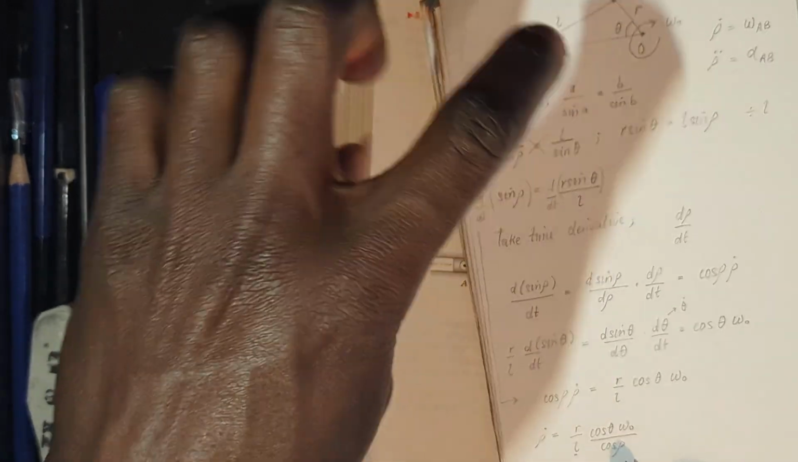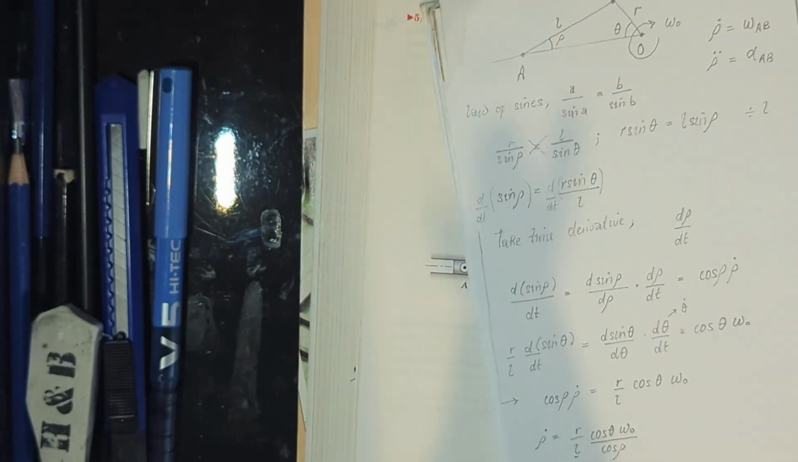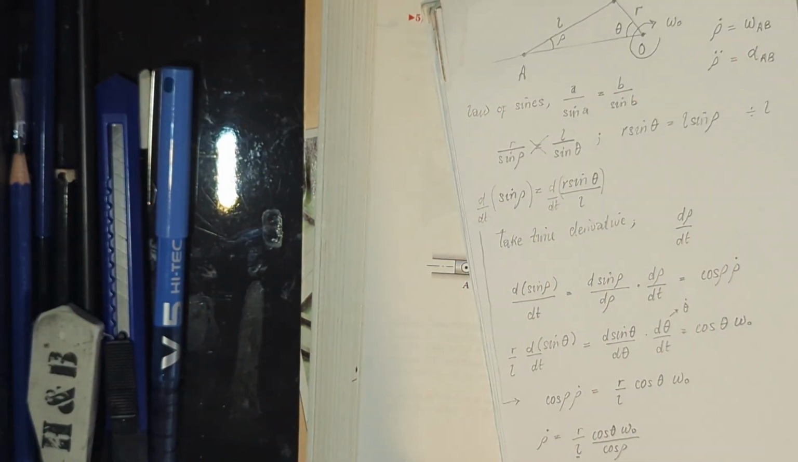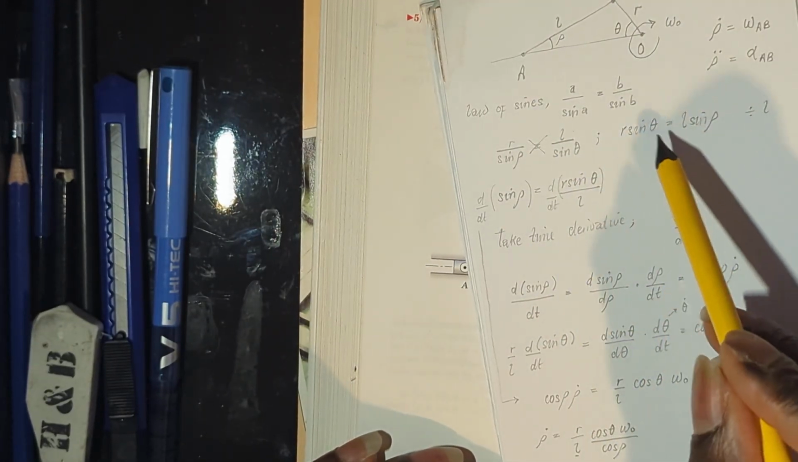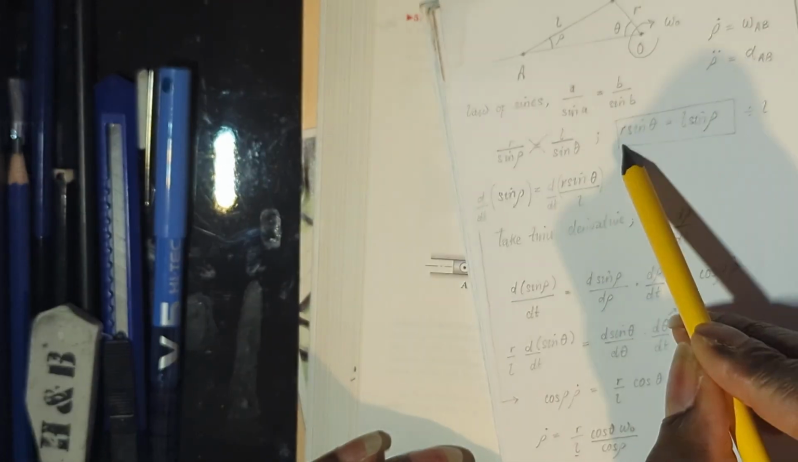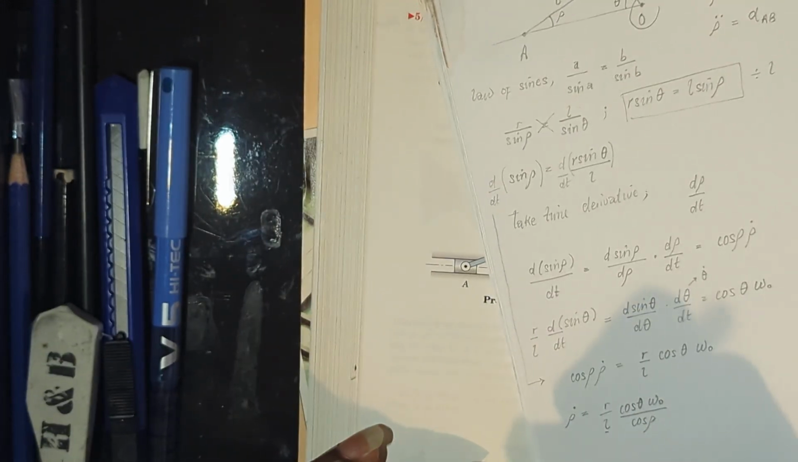But I want this in terms of the variables I have here, which are L, R, and theta. I do not want it in terms of rho. So here we make use of this: L sine rho equals R sine theta, and we've said before that sine rho equals R sine theta over L. So let me put it in this form.